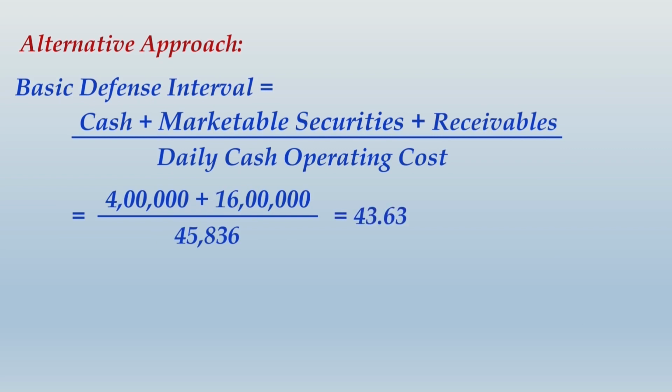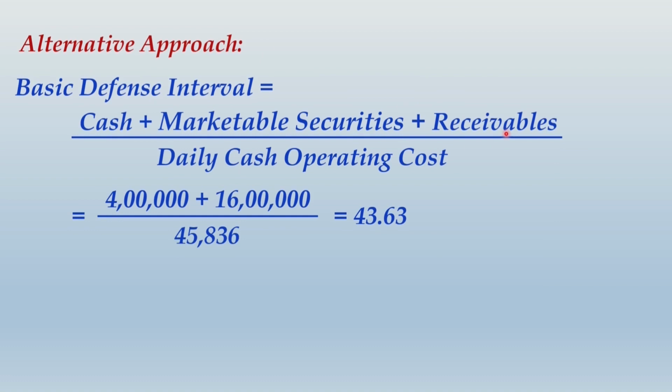As a result, when you compute this ratio, it will be 4 lakhs plus 16 lakhs divided by 45,836. When you compute this, you are going to get 43.63. And how do you interpret basic defense interval? Without any additional inflows further, you should be able to manage your cash operating cost up to 43.63 days. However, keep in mind that if you are following this alternate approach, you are dependent on collection from receivables also.